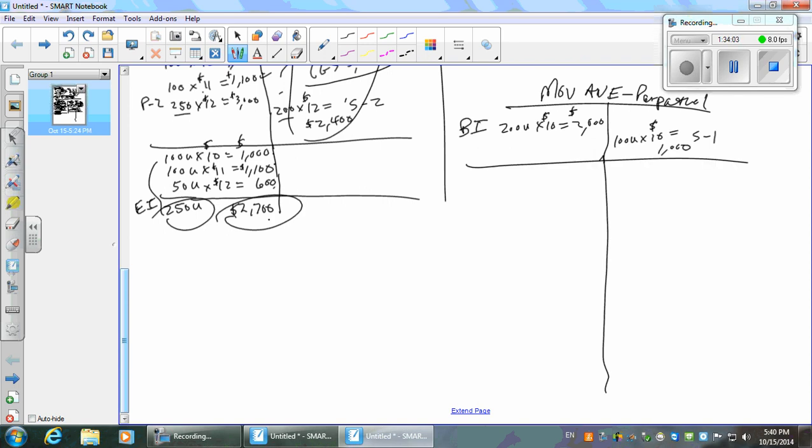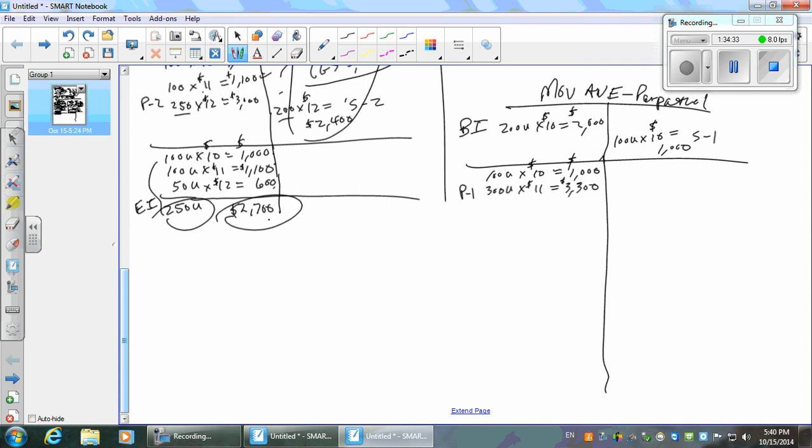What's my inventory right now? 100 units at $10, right? That's $1,000. But now what happens? I bought some. I'll have a new average if I paid a different price than $10. So how many did I buy in my first purchase? 300. They were $11, weren't they? And that was 3,300. Okay, now things change.